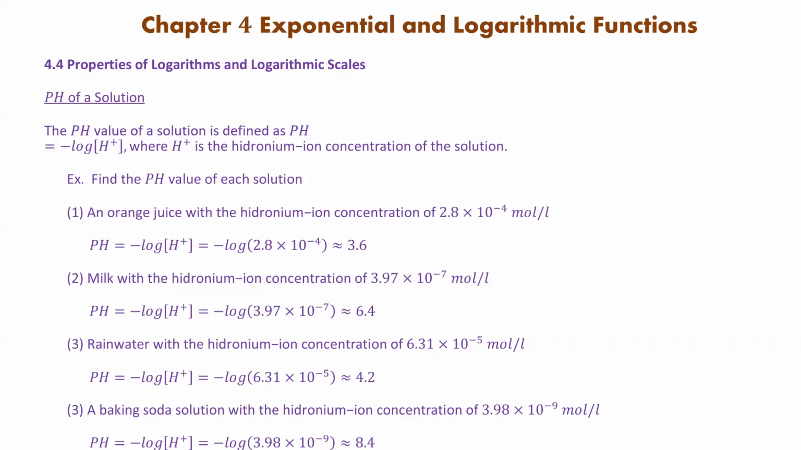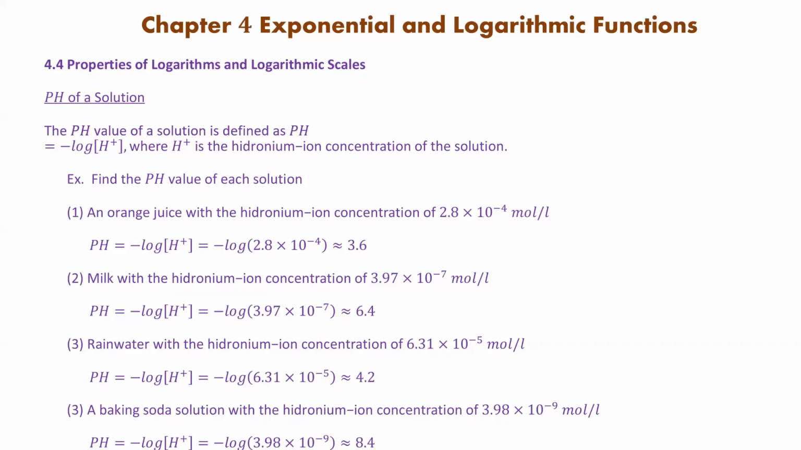And the third example is rainwater with hydronium ion concentration of 6.31 times 10 to the negative 5 moles per liter. Again, the pH value is the negative log of the hydronium ion concentration, which is negative log of 6.31 times 10 to the negative 5. And if you use a calculator, you find this is 4.2. So this is also acid, rainwater, no good. All right, don't drink rainwater.